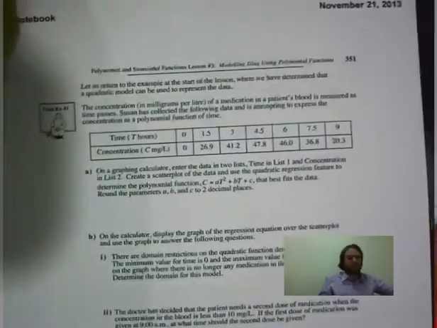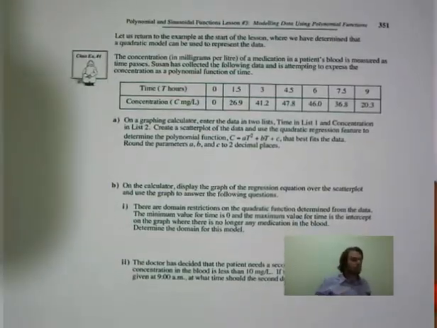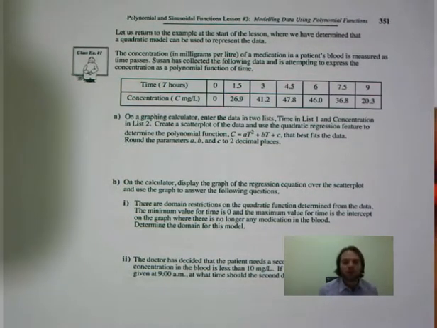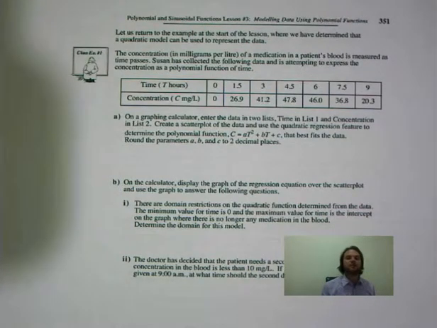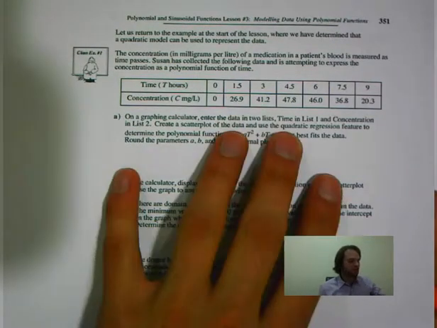So here we go. Question number 1 for us. It says, concentration in milligrams per liter of medicine in a patient's blood is measured as time passes. Susan has collected the following data and is attempting to express the concentration as a polynomial function of time. So here we're going to look at this.